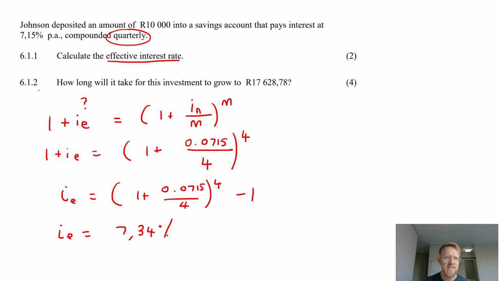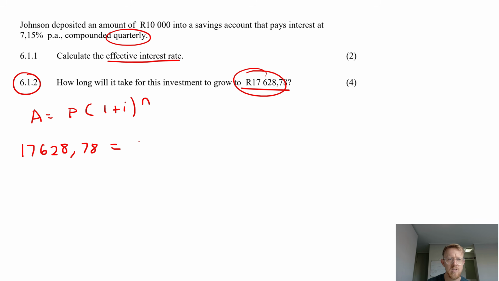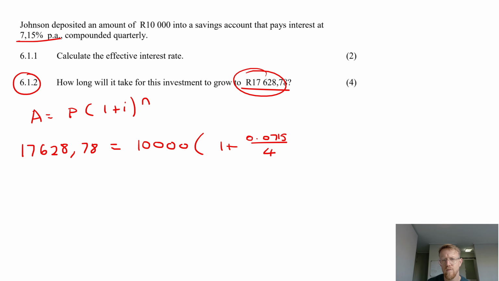Now it says calculate how long will it take for the investment to grow to that value there. Very straightforward question. You're just going to use your normal compound formula. We know that A is always the final value, so that's going to be this one, 17,628.78. P is the starting amount, the interest rate. Now we'll just use the one that they gave us, so 0.0715 over 4.